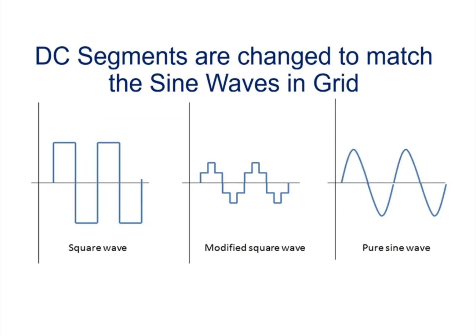Here we have some examples of inverter outputs. The simplest one is a square wave designed to match the sine waves in the grid. Not very efficient. They improved on that and formed modified square waves, as illustrated in the middle of that diagram. And then with a little work with computers and so forth, they have made pretty much pure sine waves that match the sine waves of the grid.